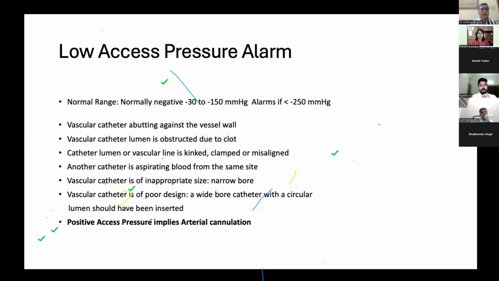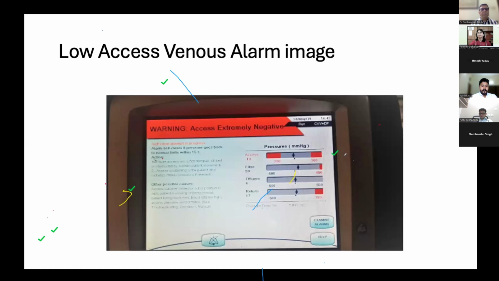And positive access pressure, note here, in the highlighted portion. The positive access pressure implies that the catheter might be in the artery rather than in the vein. So always, if you are having any positive access pressure, inform the nephrologist or the physician who is over there. So this is how the warning signal comes in the Baxter machine.